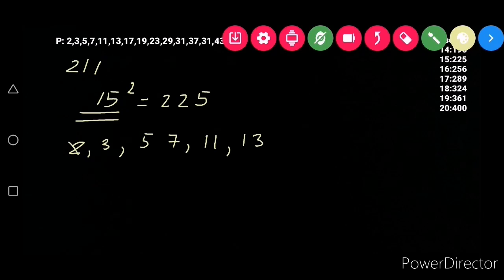It is not divisible by 2. 2 plus 1 is 3 plus 1 is 4. 4 is not divisible by 3. It's not divisible by 5. I checked and it's not divisible by 7. And it's not divisible by 11. Nor is it divisible by 13. So we can say that 211 is a prime number.